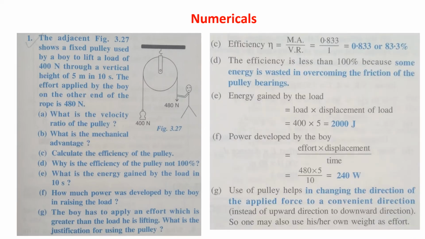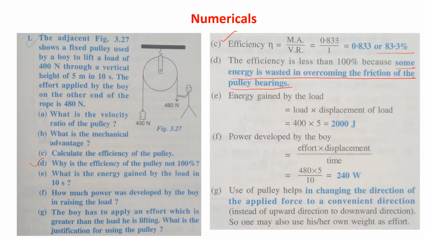Let me show in the next slide. Now see that. Number C, the efficiency eta is equal to mechanical advantage by velocity ratio. It is 0.833 by 1. So 0.833 or 83.3%, as I told you in the last slide. Now number D, why is the efficiency of the pulley not 100%? Because some energy is wasted in overcoming the friction of the pulley bearing.